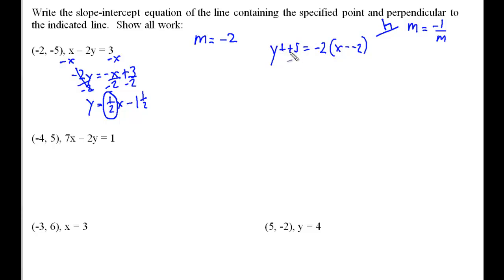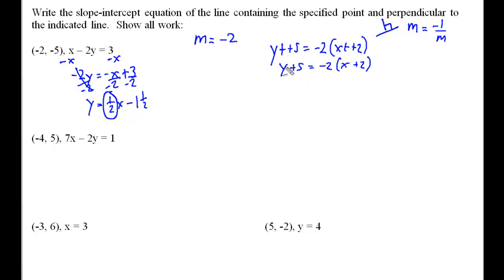We'll tighten this up a little bit. So my point slope form is y plus 5 equals -2 times x plus 2. Now we can find our y-intercept. We know that our slope is the opposite reciprocal of -1/2, which is -2. And now we just need to find the y-intercept.